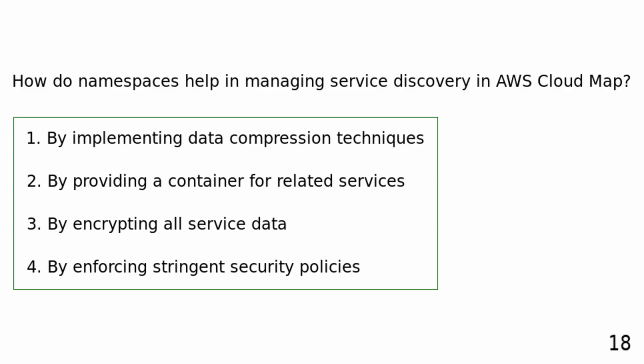How do namespaces help in managing service discovery in AWS Cloud Map? By implementing data compression techniques. By providing a container for related services. By encrypting all service data. By enforcing stringent security policies.